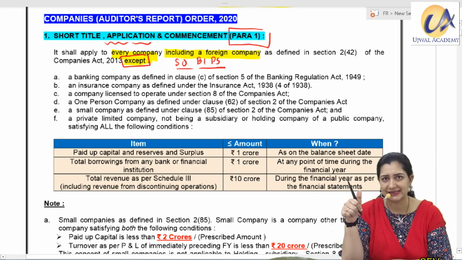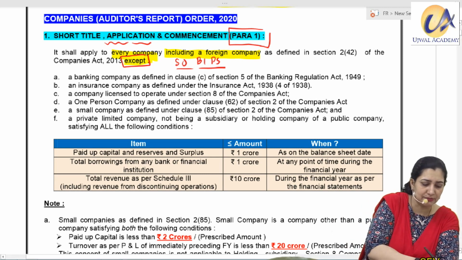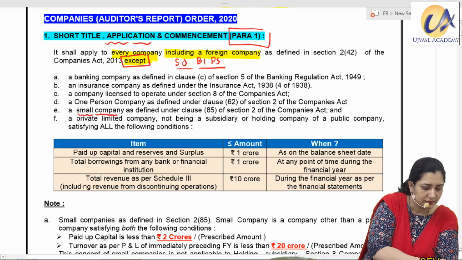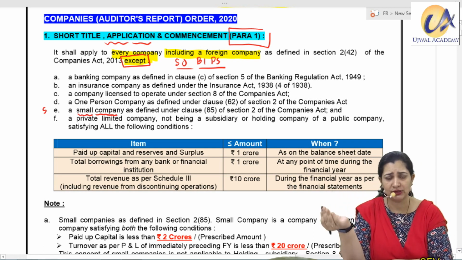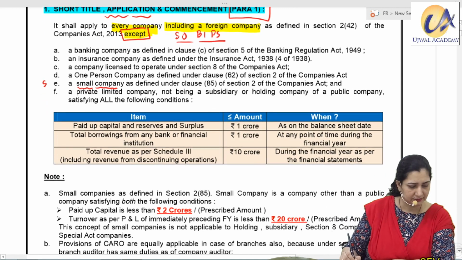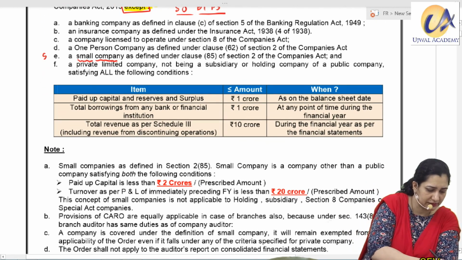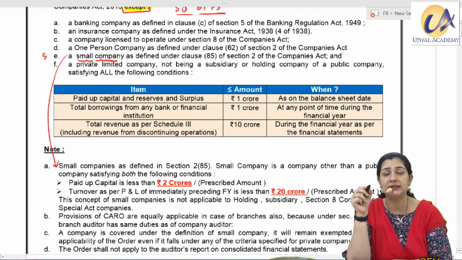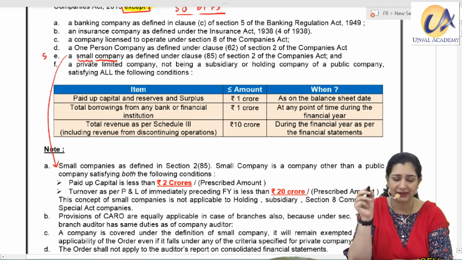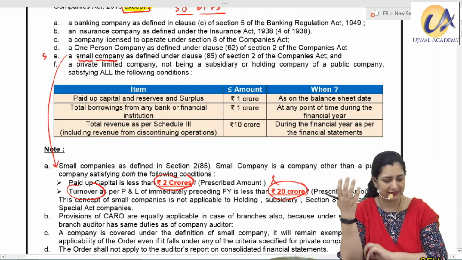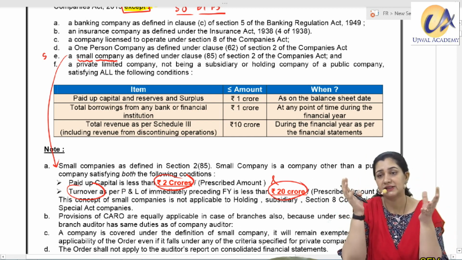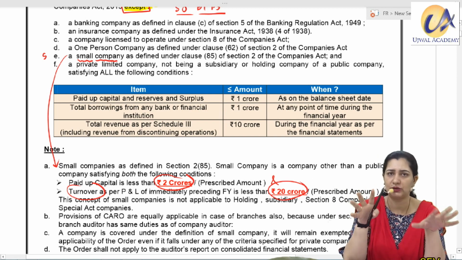First one, S. This S stands for small company. For small companies, Karo is not applicable. Now, what is the definition of small company? That also I have given here. Note number 1. A small company is one which has paid up capital less than 2 crores and which has turnover of less than 20 crores in the preceding year. If you have this, then in that case both conditions are satisfied, then it's a small company.